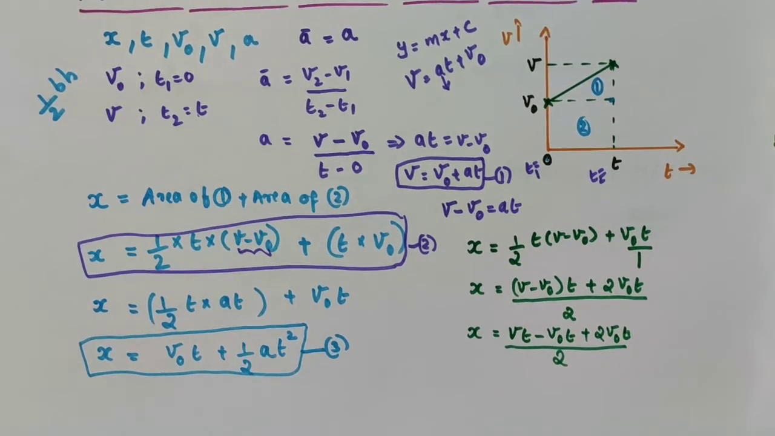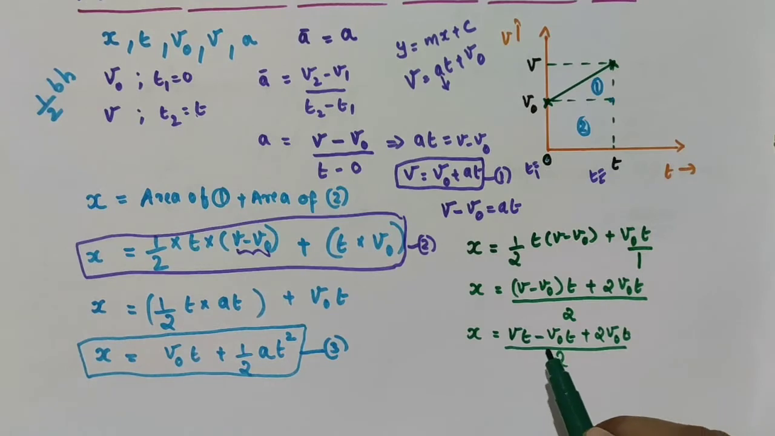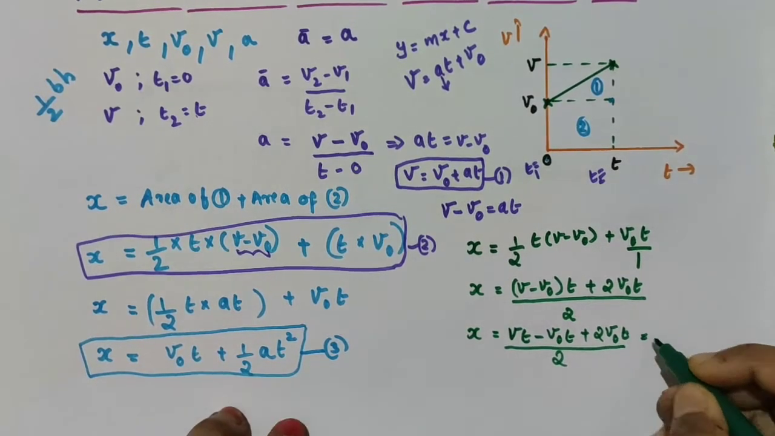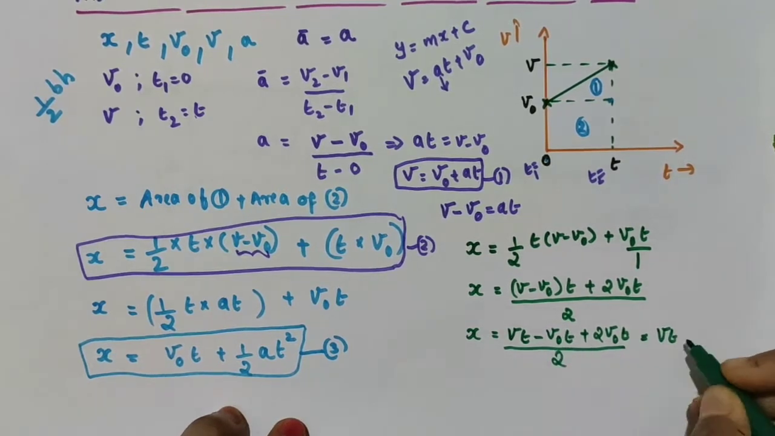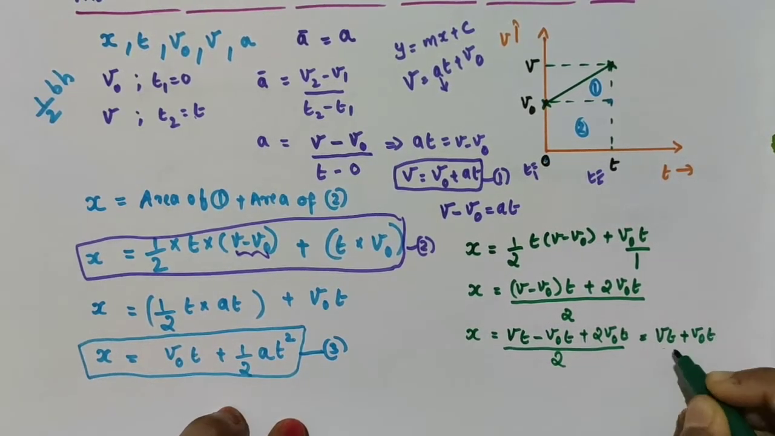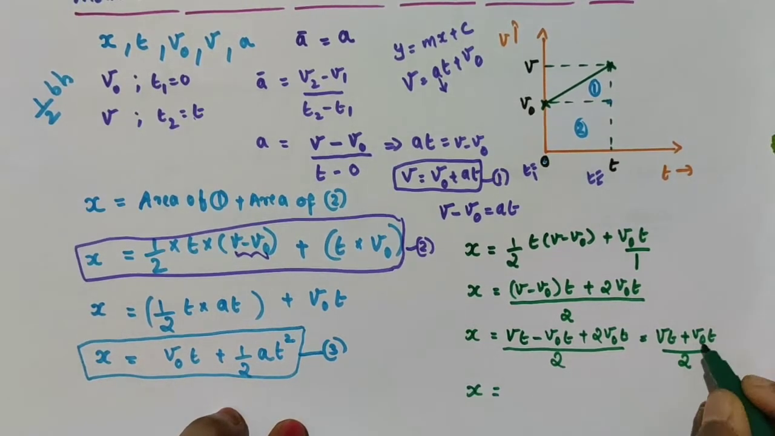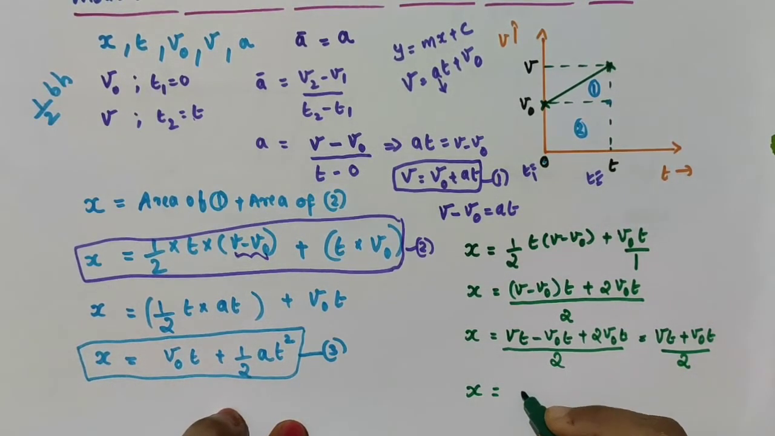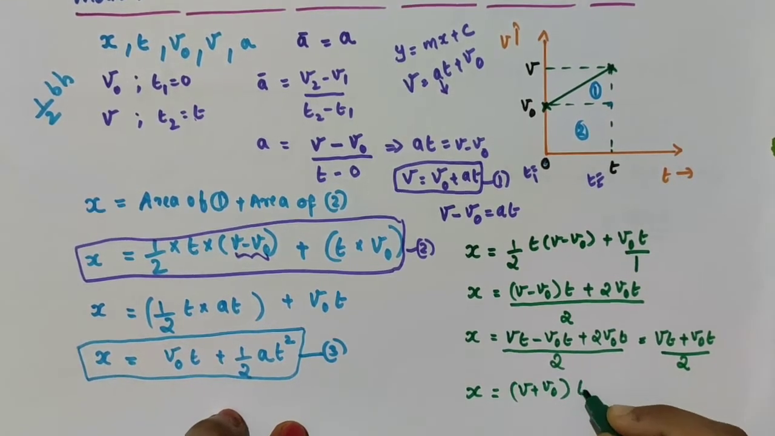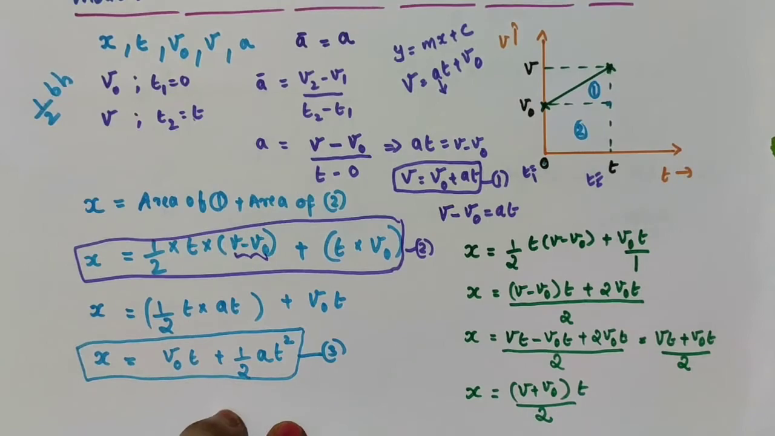Okay, so here this minus V0T plus 2 V0T becomes V0T. So this can be written as VT is already here, then plus V0T divided by 2. Okay, so X is equal to, I'm taking T outside, so we have V plus V0 into T divided by 2.